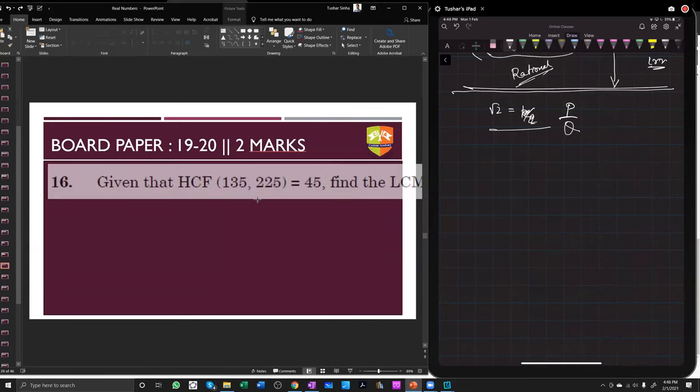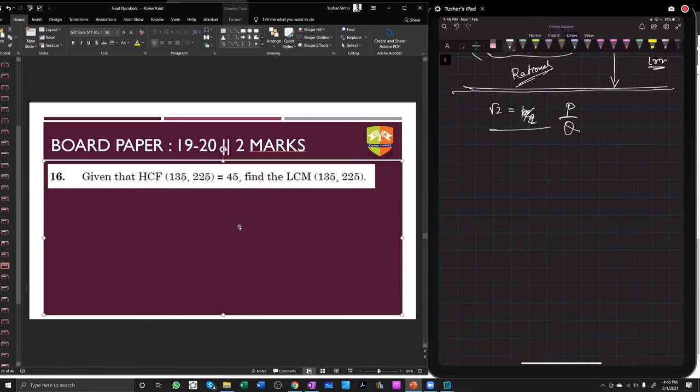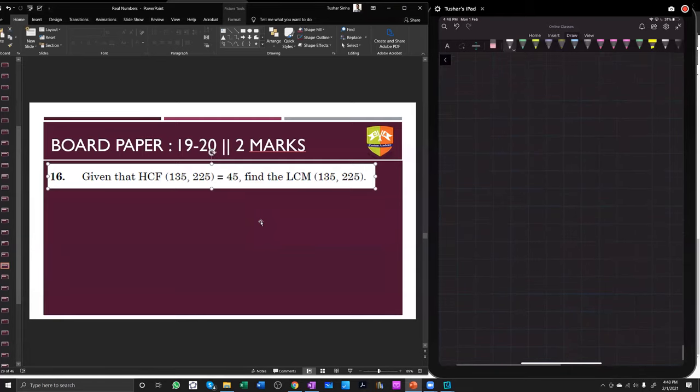This we did already. In one set, they are asking you to find out the HCF. In the other one, they are asking you to find out the LCM. Find the LCM. Same year, board paper, 2 marks. So the underlying concept: LCM times HCF is A into B.